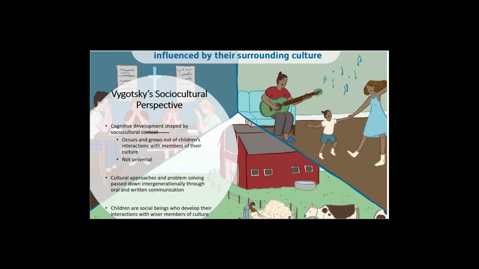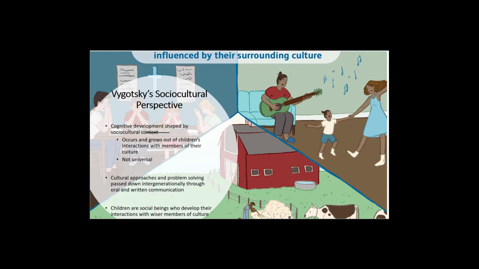Next is Vygotsky's sociocultural perspective. Cognitive development is shaped by sociocultural context and grows out of children's interaction with members of their culture; it is not universal. Culture, approaches, and problem solving are passed down intergenerationally. Children are social beings who develop through interactions with wiser members of the culture.